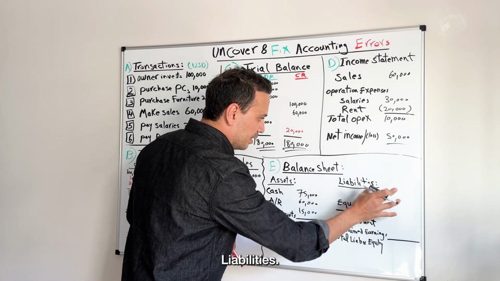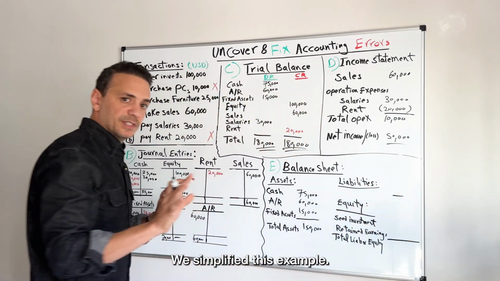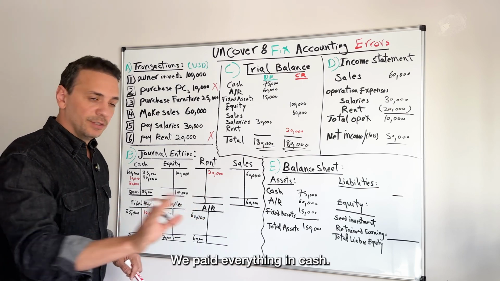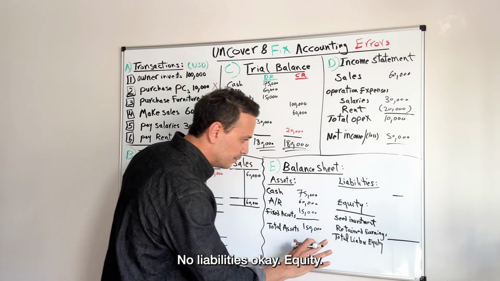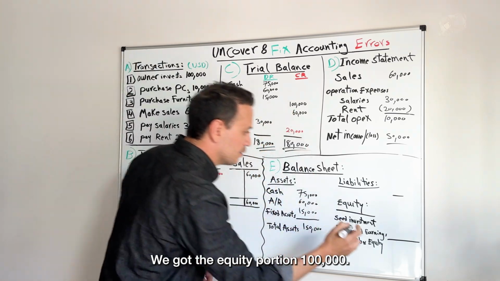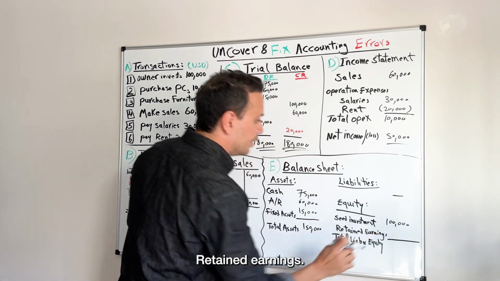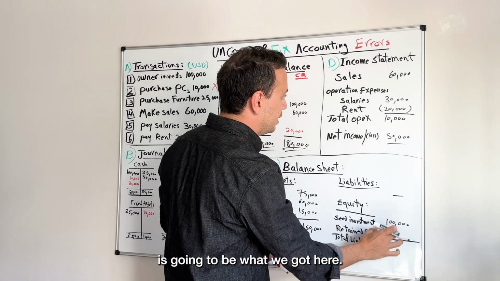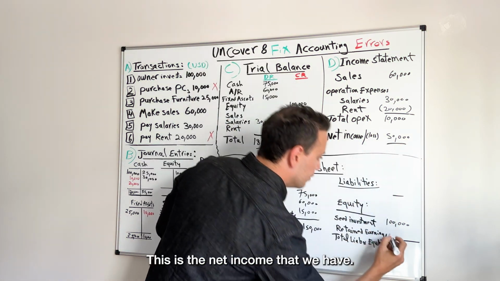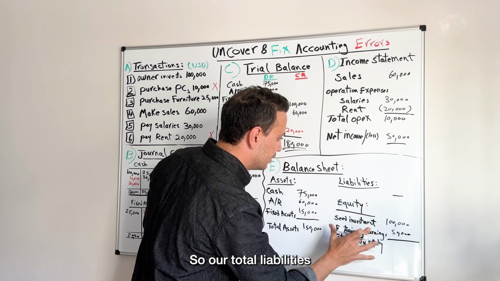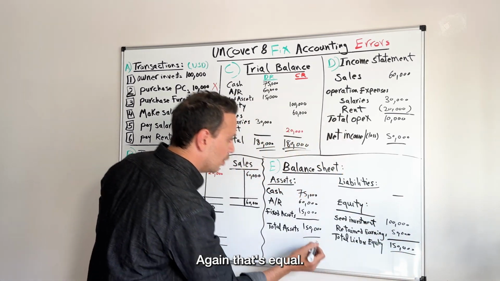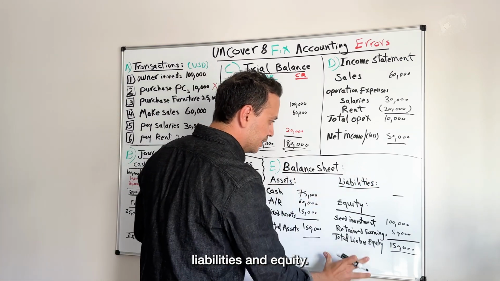For the other side, liabilities, well, we have zero liabilities. We simplified this example. There is no accounts payable. We paid everything in cash, no liabilities. Okay, equity. We got seed investment here. We got the equity portion, 100,000. Retained earnings. Well, retained earnings is going to be what we got here. So we got $50,000. This is the net income that we have. So our total liabilities and equity is 150. Again, that's equal. So we got assets equals liabilities and equity.